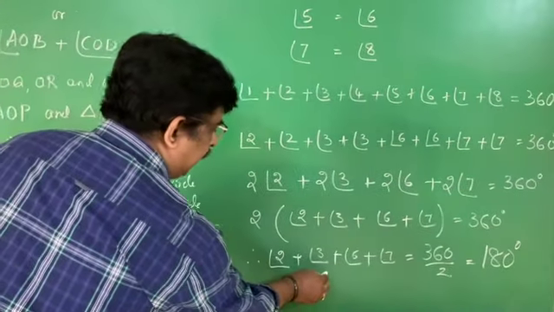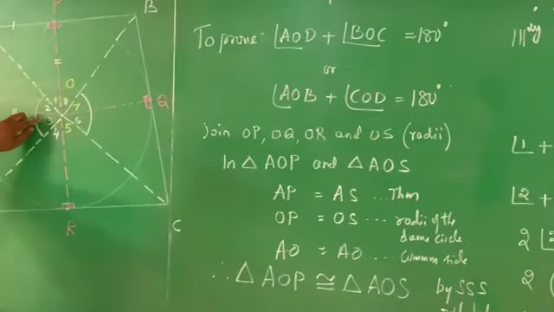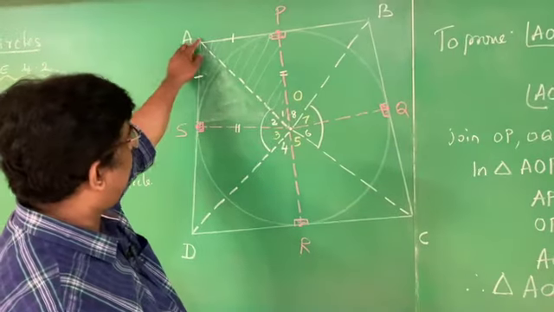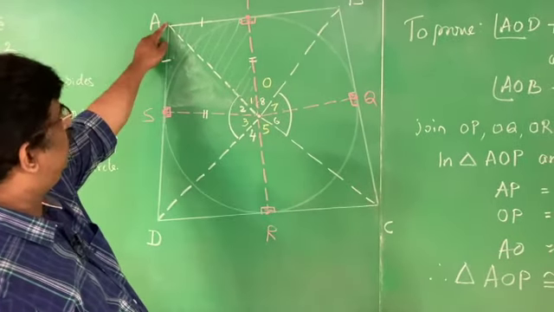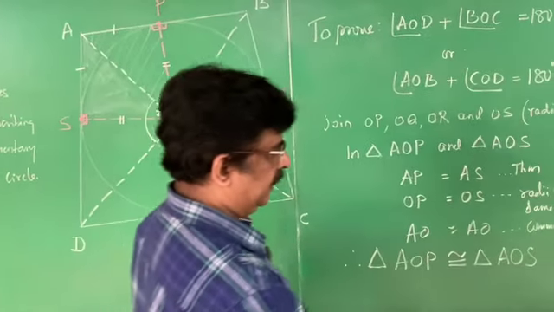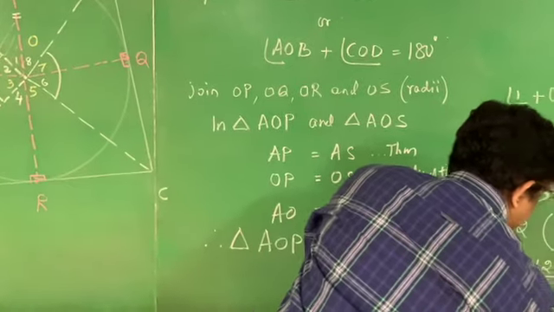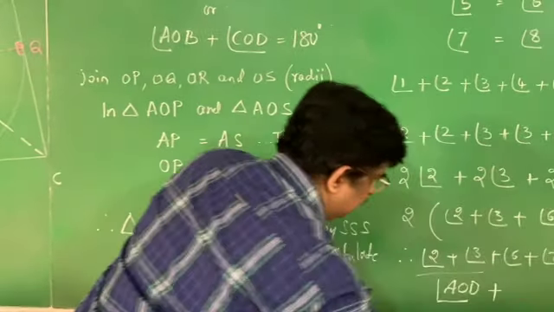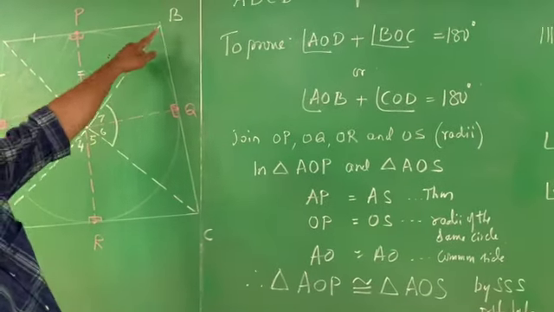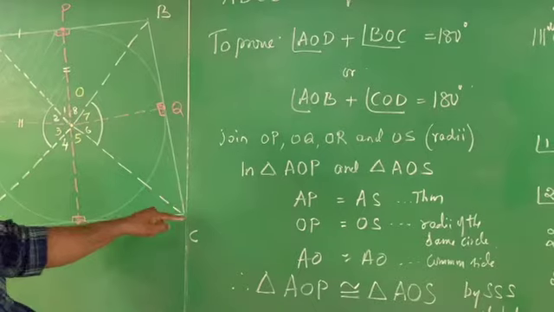Now, what is 2 plus 3? 2 plus 3 is angle AOD. Therefore, in the place of 2 plus 3, I write angle AOD plus, what is 6 plus 7? 6 plus 7 is BOC.